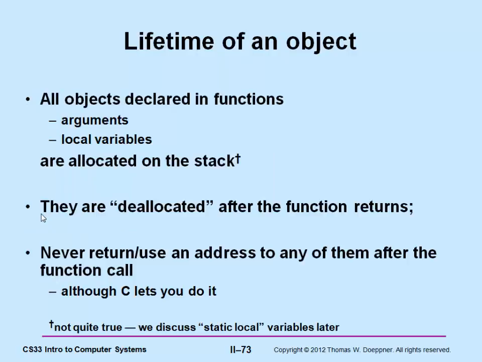Now, all objects declared in functions, such as arguments and local variables, are allocated on the stack. There'll be one exception to this coming up, but for the most part this is true. And they're deallocated after the function returns. So never return or use an address of any of these things after the function call. C will let you do it, but C lets you do all sorts of things which you shouldn't do.